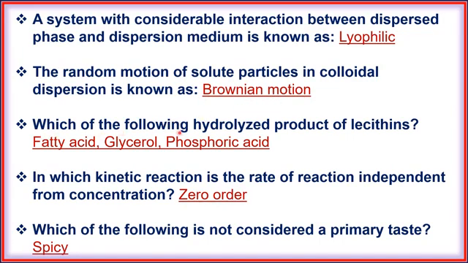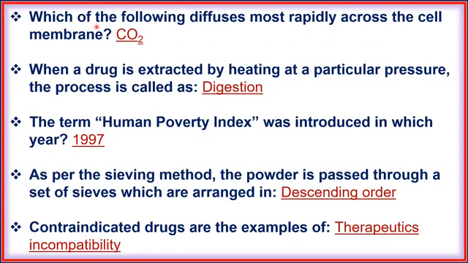Next, which of the following is hydrolyzed product of lecithins, fatty acid, glycerol and phosphoric acid? Next, in which kinetic reaction is the rate of reaction independent from concentration? Zero order. Next, which of the following is not considered a primary test, that is SPICE? Next, which of the following diffuses most rapidly across the cell membrane? Carbon dioxide. Next, when a drug is extracted by heating at a particular pressure, the process is called digestion.